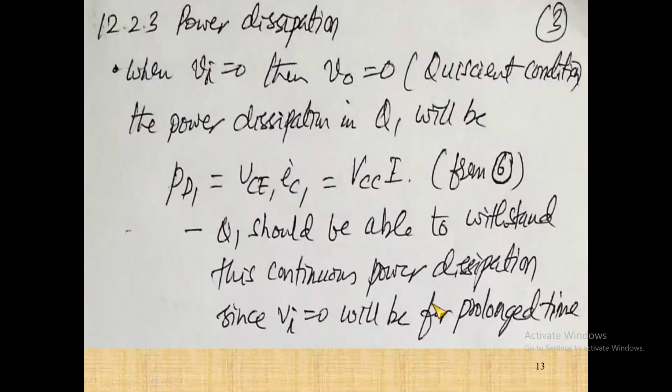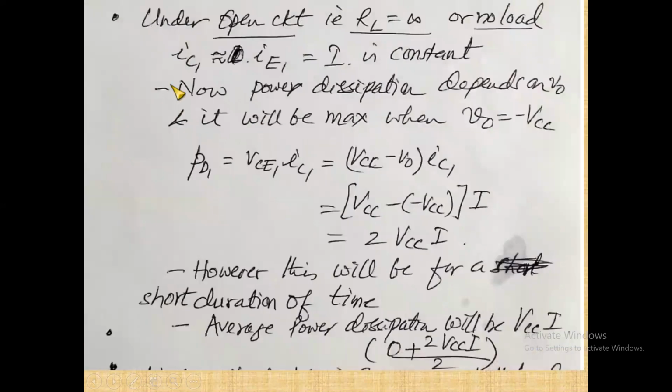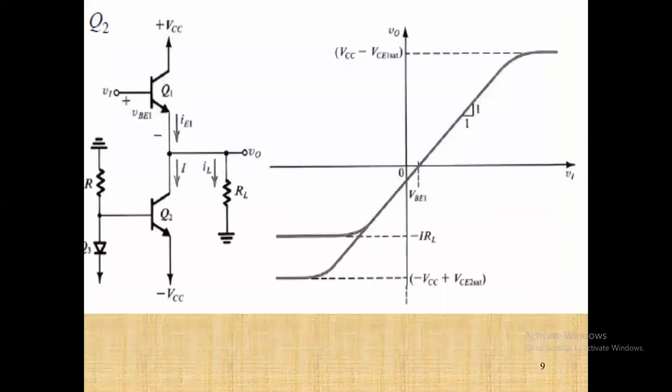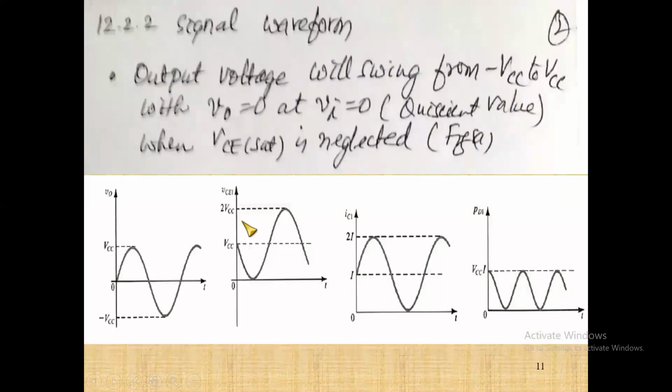So this will be there for a very long duration of time. Most of the time this will be there, and hence the transistor Q1 should be able to withstand this power. Also we see that under the open circuit conditions, that is when we don't have any load, when RL is equal to infinity, we call it no load, or open circuit conditions.